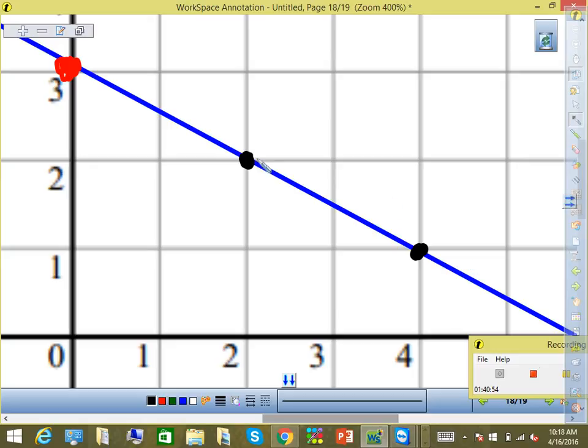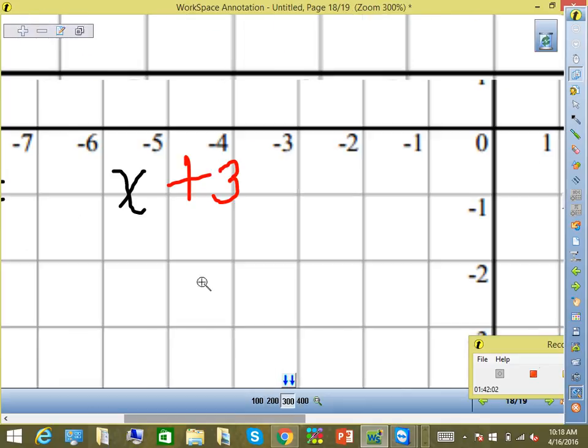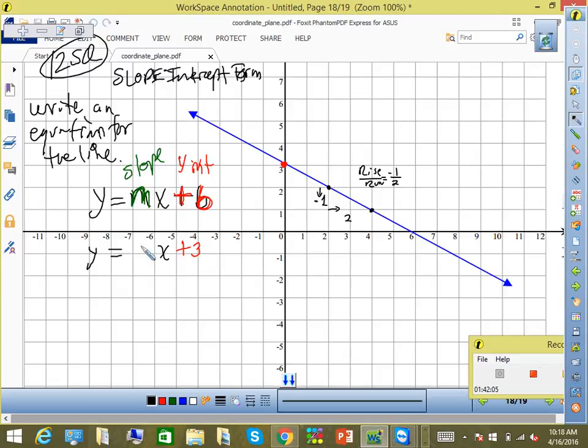Same thing here. To get from this point to this point, we need to go how many steps down? 1, and if it's a down, that means it's negative. So we get here, and how many to the right? 1, 2, and that's always positive. So my slope is rise over run, which is negative 1 over 2, and that's my slope. So let me zoom out. And that goes right here, negative 1 over 2, and that's my equation.